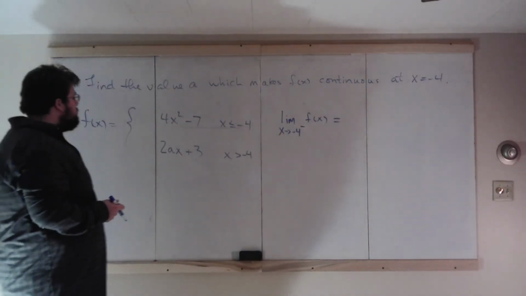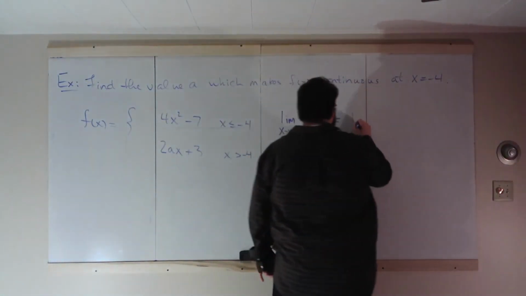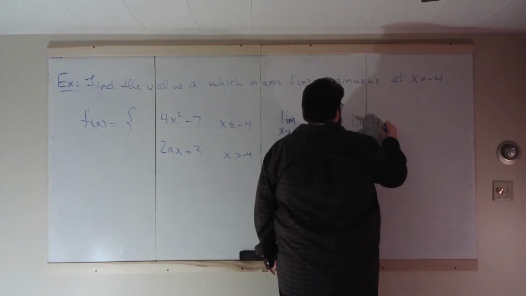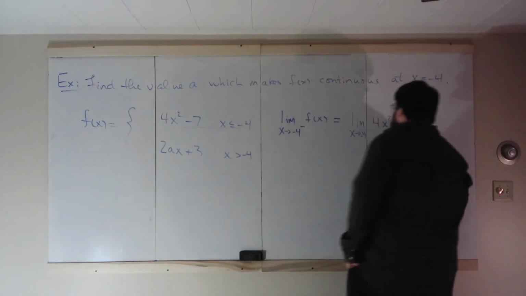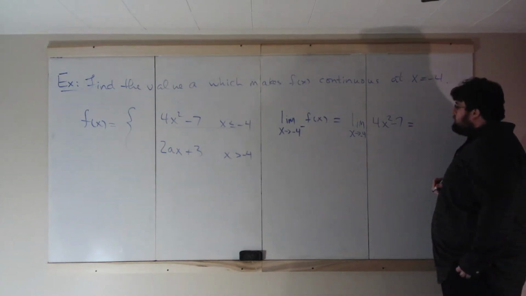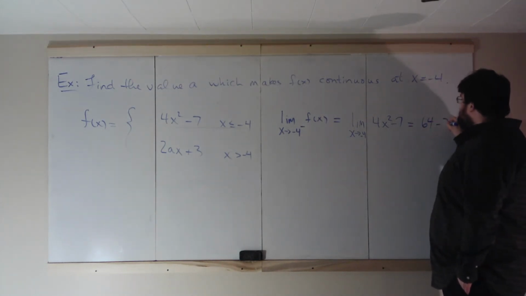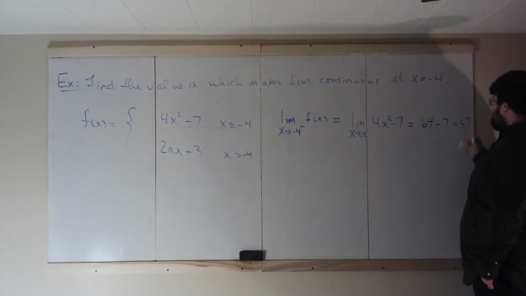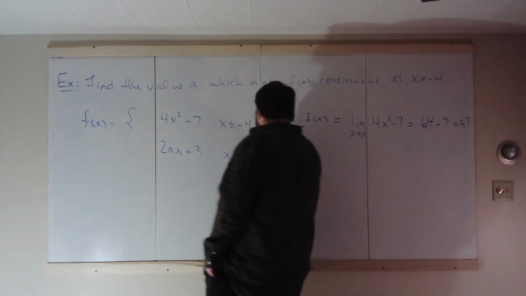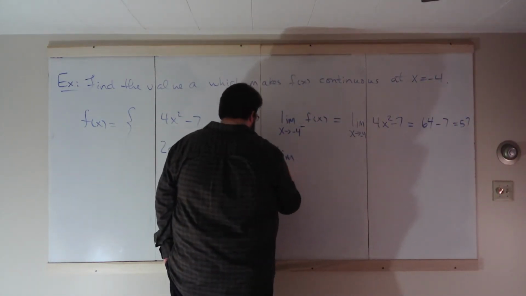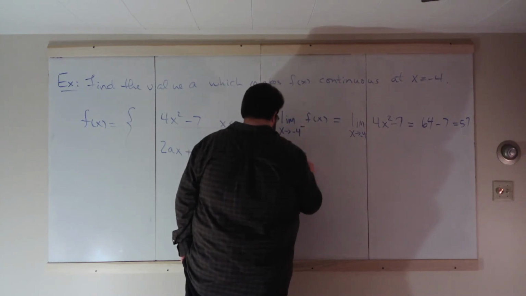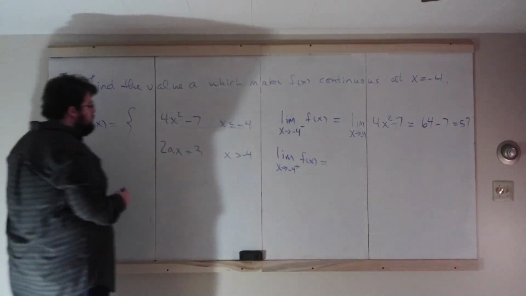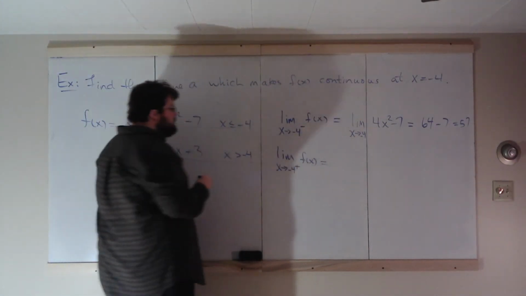Where were we? Left of negative 4 is defined as this function, so this equals this limit of 4x squared minus 7. And we can just do a direct substitution here. It's just a polynomial. We get 64 minus 7, because what? We get 4 times 16, which is 57. Okay. Now we need the limit on the right of negative 4. Well, this function tells us what happens on the right of negative 4.